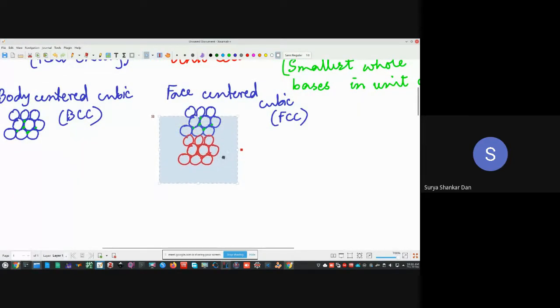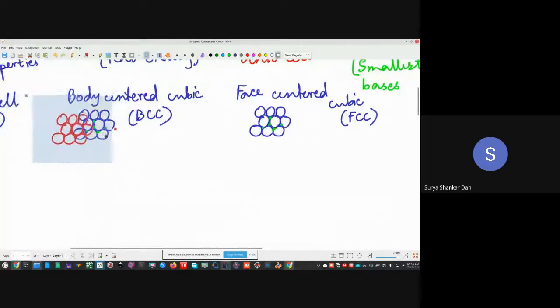This second layer, when I am placing it in the BCC, we will place it just one on top of each other like this. Okay. So in the FCC, what we will do on the other hand, instead of putting it one on top of each other, we will again put it like that. Okay.